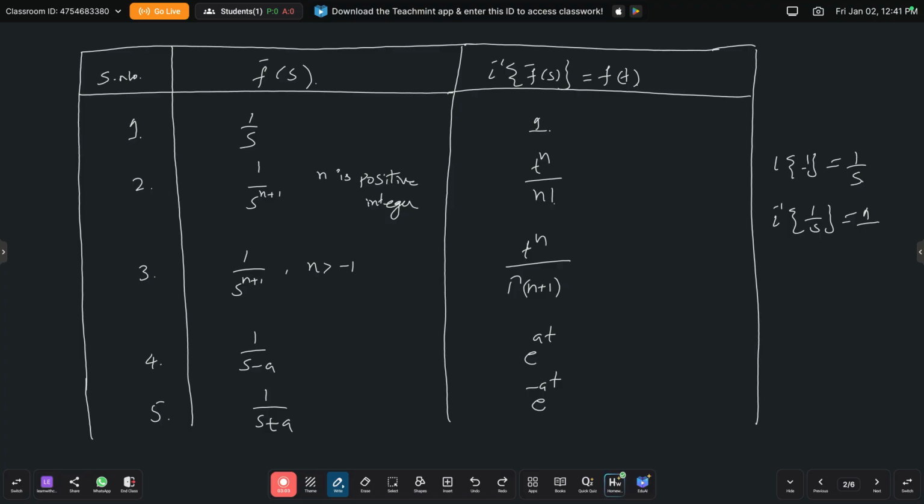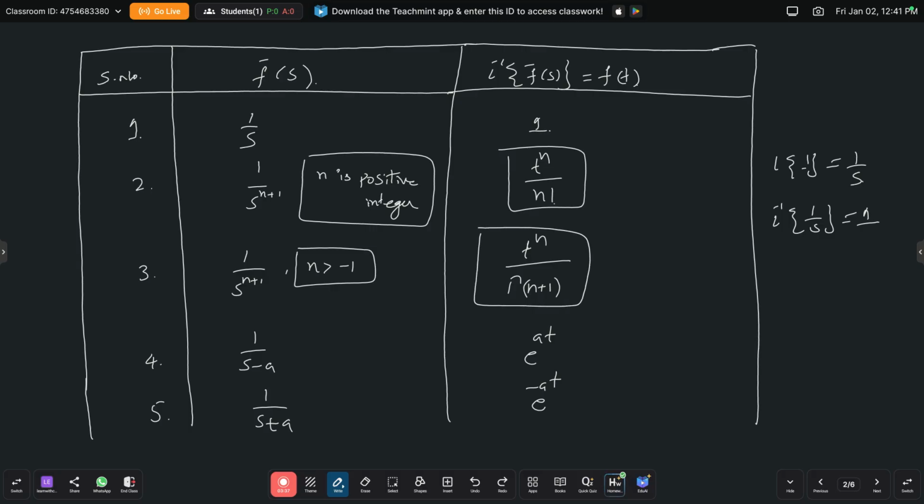L inverse of 1 by s power n plus 1, where n is a positive integer, equals t power n by n factorial. If n is greater than minus 1, L inverse of 1 by s power n plus 1 equals t power n by gamma of n plus 1.